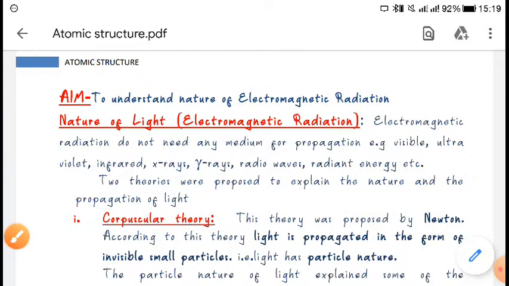So how can we define a wave? A wave can be described as a disturbance that travels through a medium or a space, transporting energy from one location to another. I hope all of you have understood what a wave is. This wave is of two types: one is mechanical wave and one is non-mechanical wave.